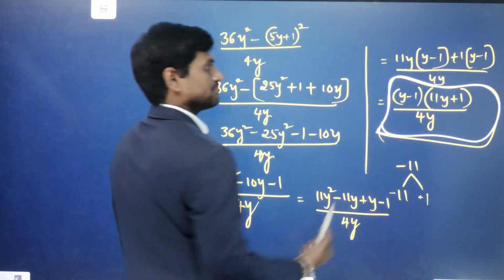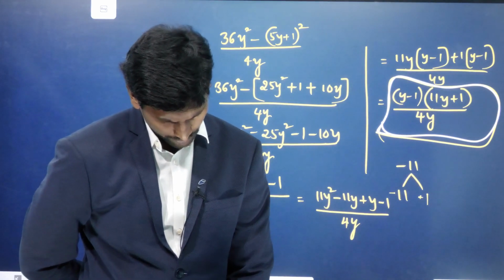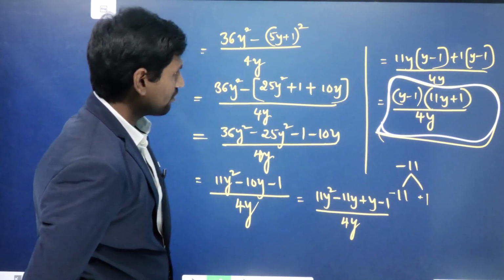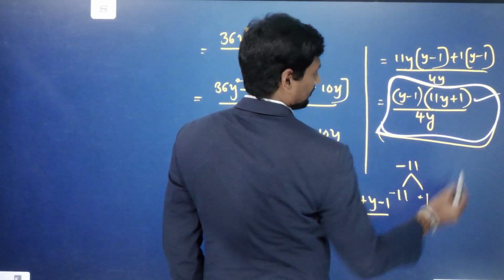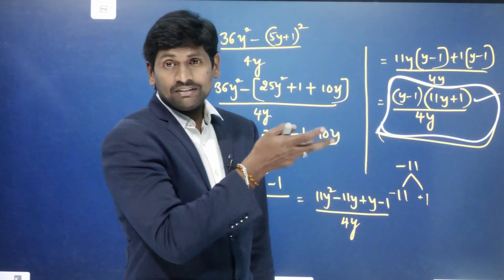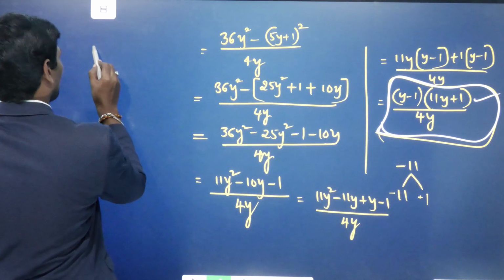Because there is no cancellation between them, that is our final answer. Okay, identify it. Except for 11y or 4y, you can identify here only. The y value we can identify, the limits also. That means y minus 1, 11y minus 1, we can write that.